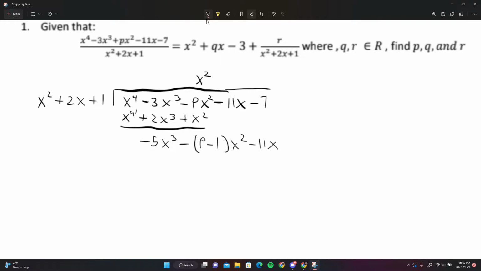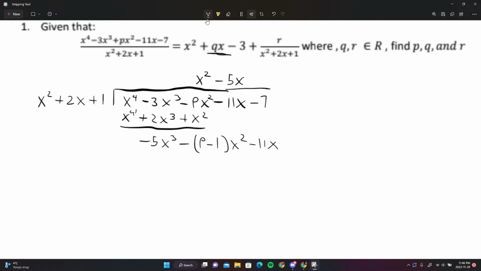Okay, and then next what we want to do is make x squared equal to 5x to the 3. And how do you do that? Well, it's minus 5x. And this actually tells us about what our q variable is.